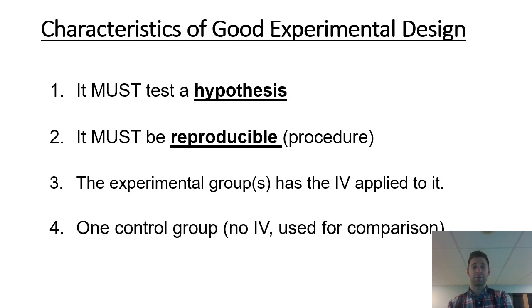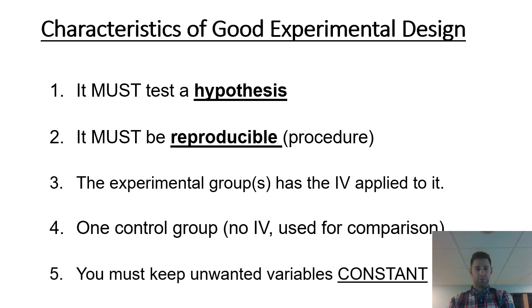We already mentioned that. And then there's a control group that does not have the independent variable, and this is used for comparison. This is a big one. Please put a star next to number 5. Highlight it, circle it, underline it. You need to try to keep all unwanted variables constant.